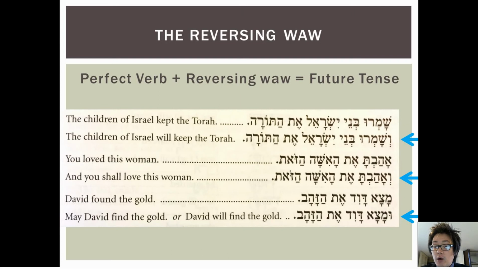Now, we would translate this simply as you loved. Now, what happens if we stick that reversing vav on it? Ve'ahavta et ha'isha hazot. You shall love, and you shall love this woman. So it reverses the normal translation that we might give to it with the perfect.